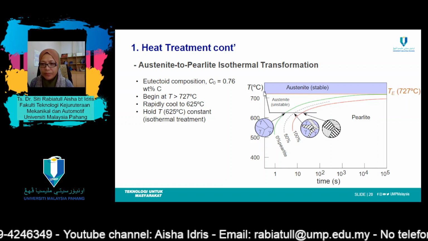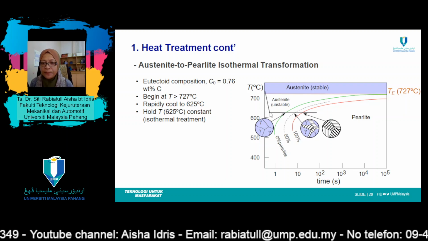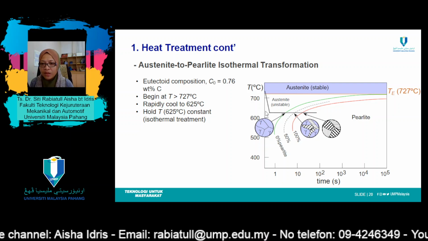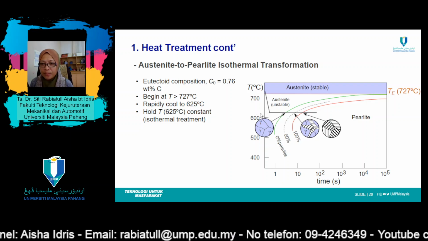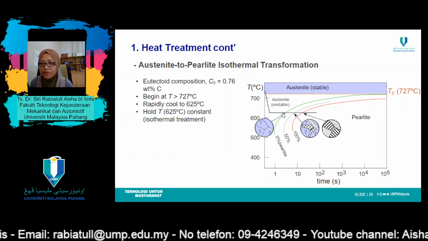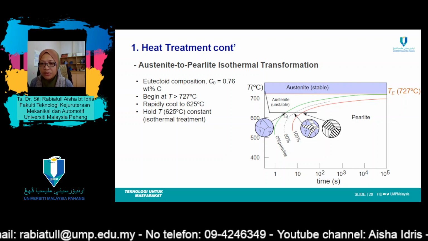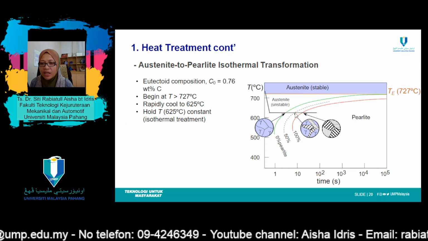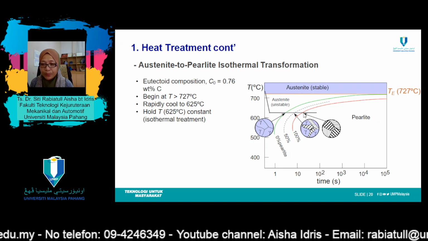This line represents the cooling line, and then it continues until it reaches 0.6 to 5 degrees C. So this is 0.6 to 5 degrees C, and hold that temperature until it reaches this line, 0% perlite, reaching this line 50% perlite, and reaching this line is 100% perlite.